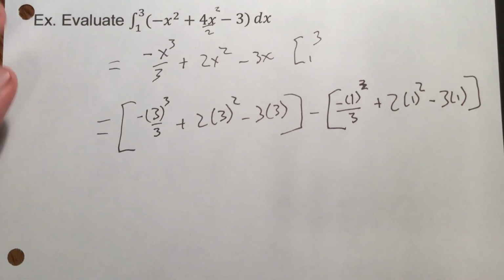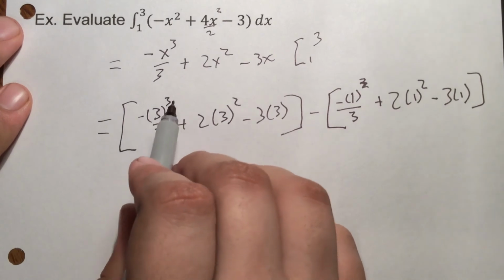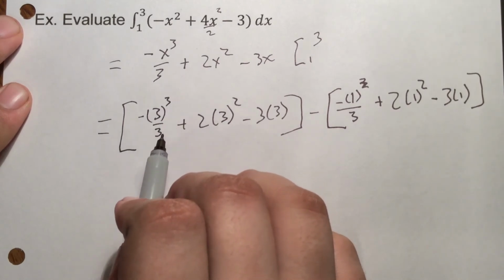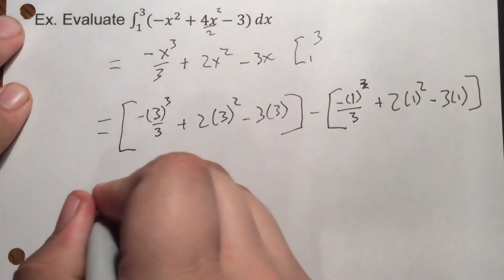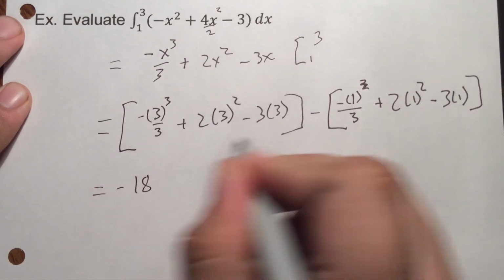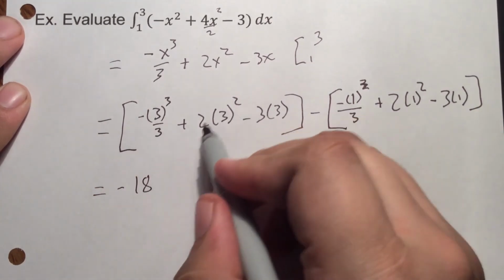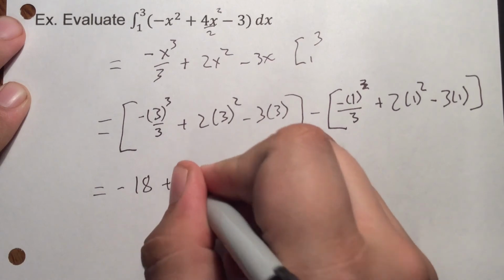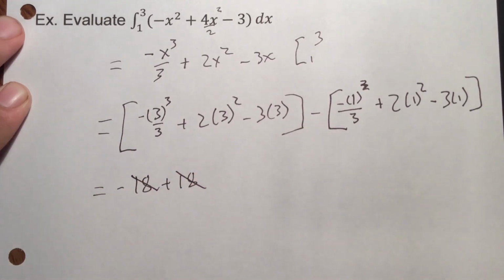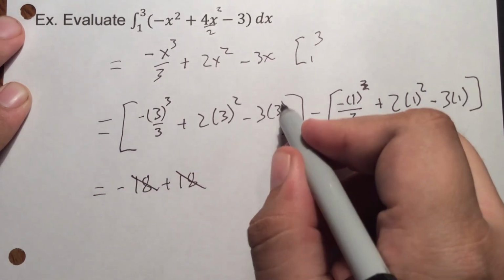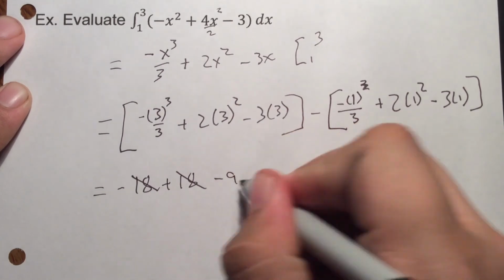So if we start simplifying, 3 to the third is 27, over 3 would make it 9, but it was minus, so negative 9. 3 squared is 9, plus 2 would be a plus 18. 3 times 3 would be 9, so minus 9. We have that yet.